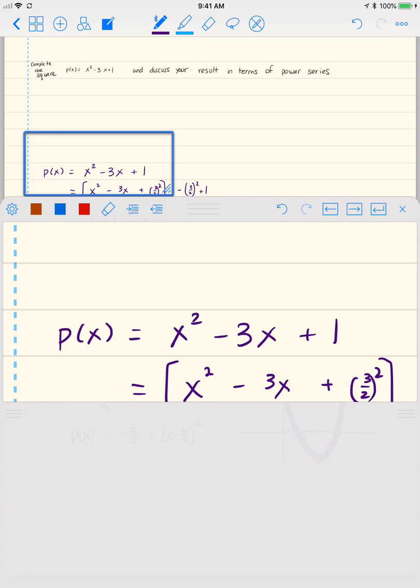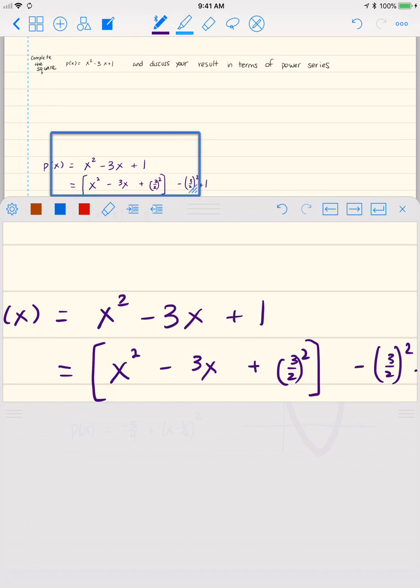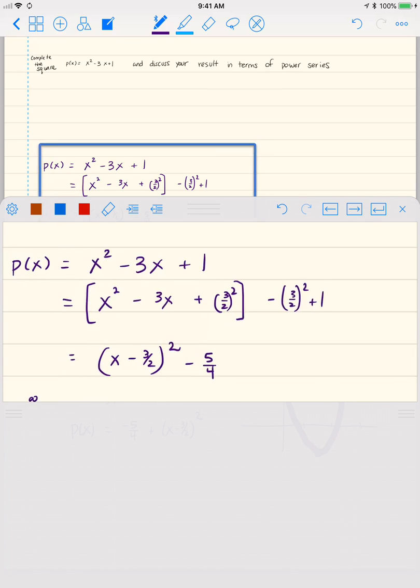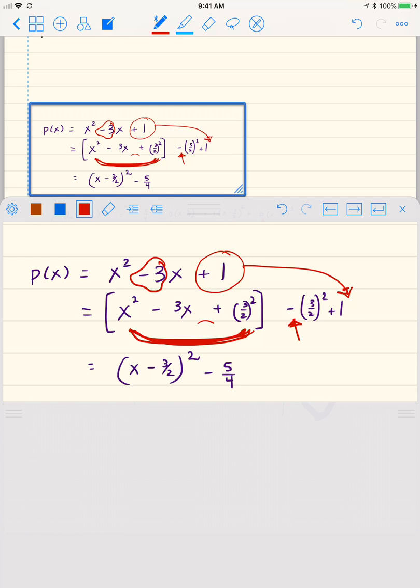So we've got our p of x equals x squared minus 3x plus 1. The next step, in completing the square, is to add in what we're missing, right? So you take this middle coefficient, which is negative 3, divide it by 2 and square it. That's what you need to add to complete your square. But to compensate, I have to subtract 3 halves squared. And the plus 1 just stays as plus 1.